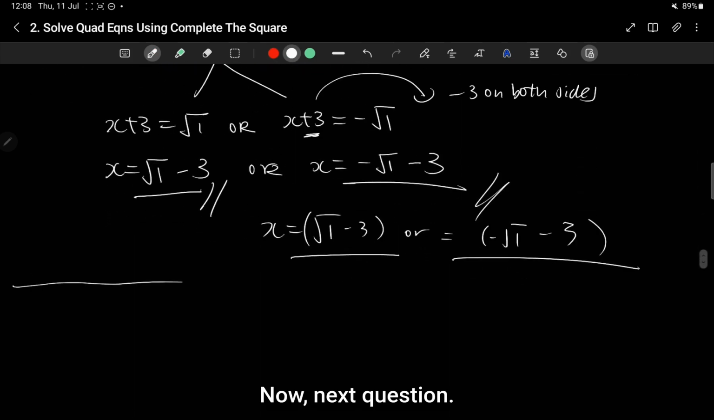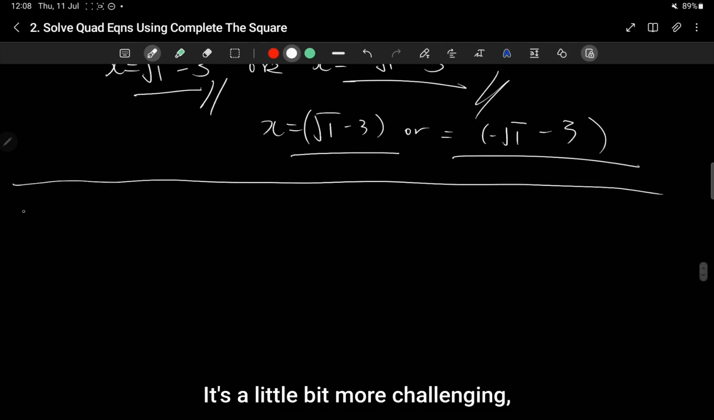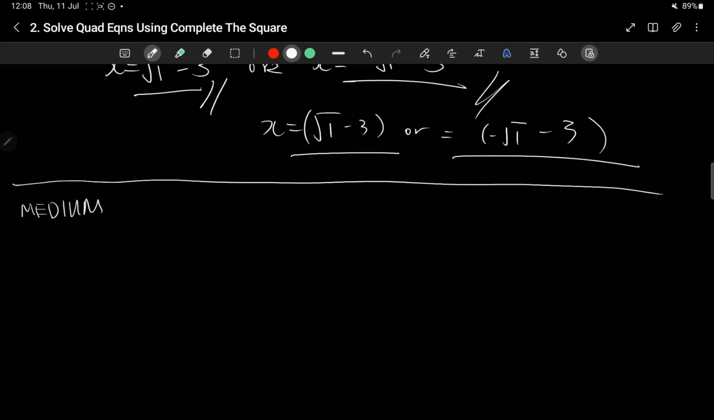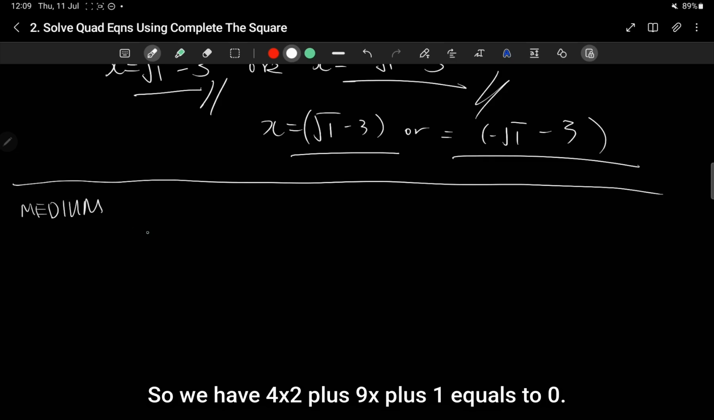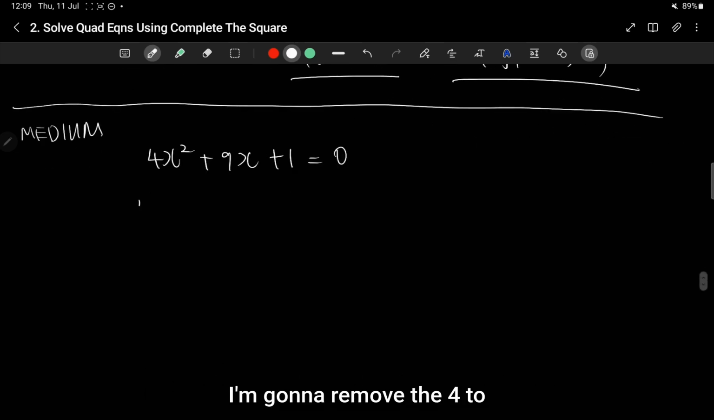Now, the next question is a little bit more challenging but still very doable, right? Medium. Next one, let's do this. So we have 4x squared plus 9x plus 1 equals 0. I'm going to remove the 4 to make the coefficient of x squared 1.